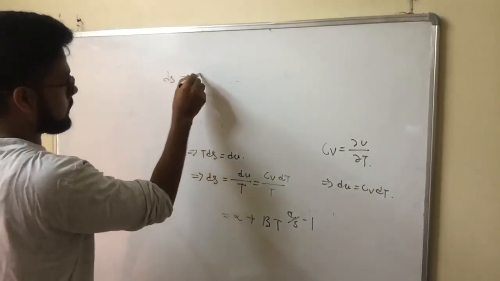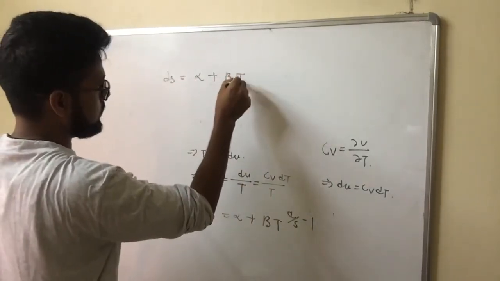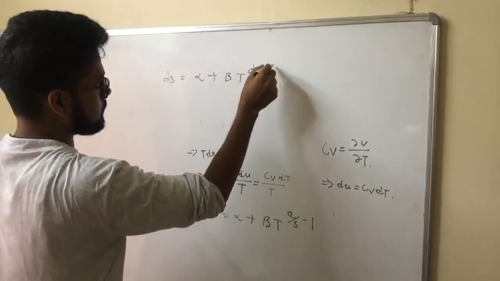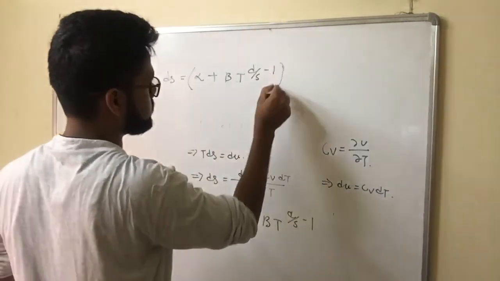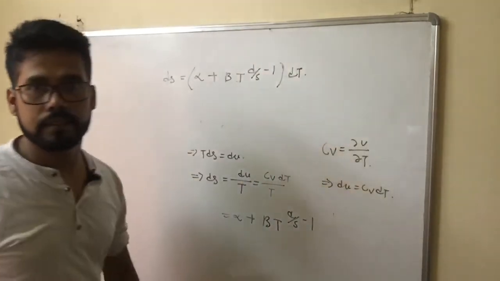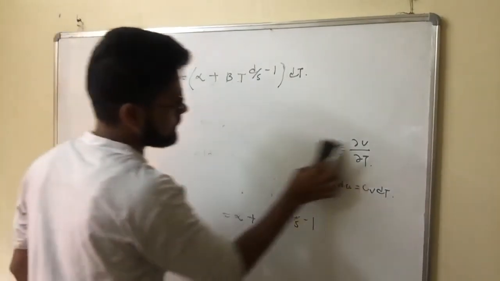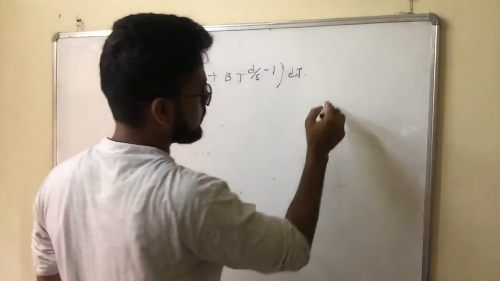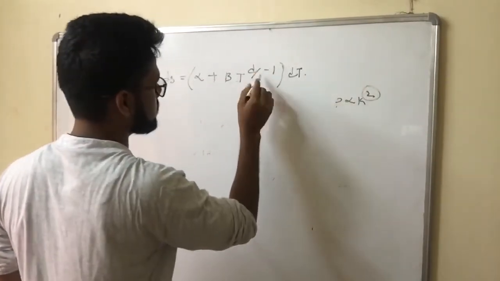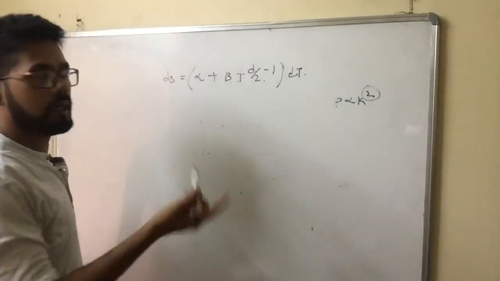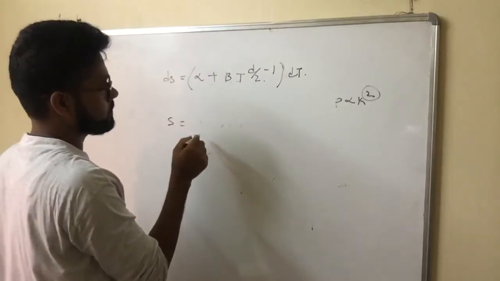dS equal to what we are getting? dS equals beta T^(d/s) minus 1, this is the formula we are getting, into dT. Now you take the integration, and we have already told you the dispersion relation. This momentum P is proportional to k square. So s equal to 2, you can put s equal to 2 now, or after doing the calculation, you can put s.